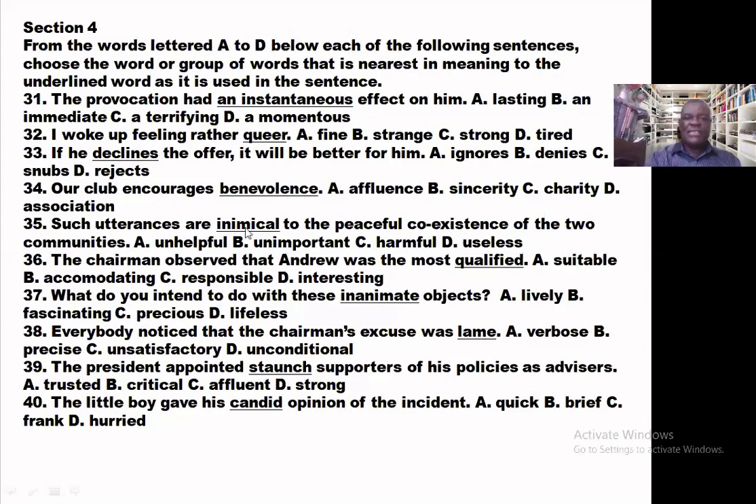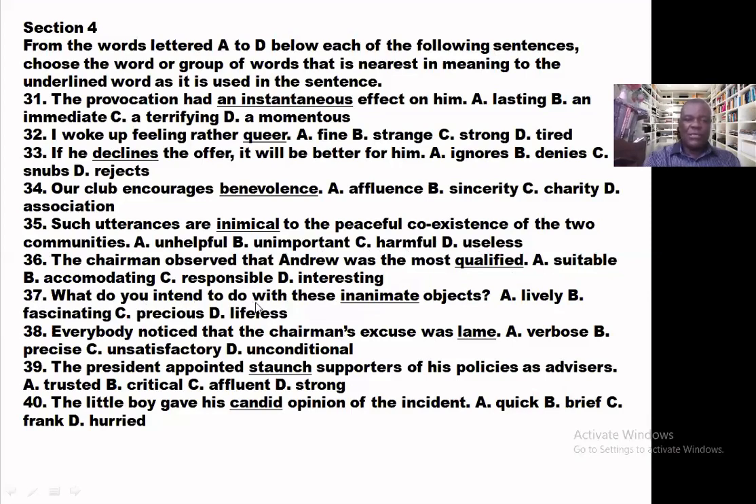35, such utterances are inimical to the peaceful existence of two communities. If something is inimical, it is harmful. All right, so option A, unhelpful, no. B, unimportant, no. C, harmful, that's quite correct. 36, the chairman observed that Andrew was the most qualified. A, suitable, that's quite correct. If you are qualified for something, you are suitable for it. You are suitable for that position.